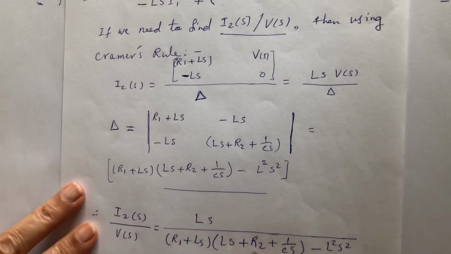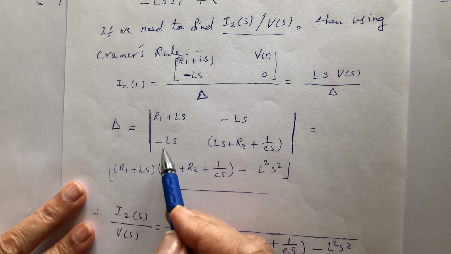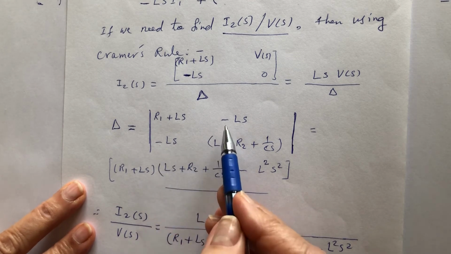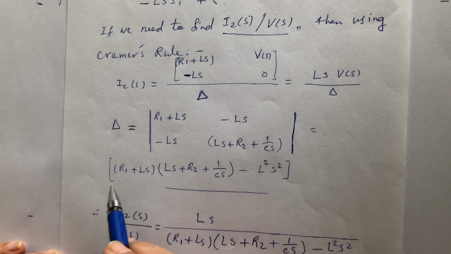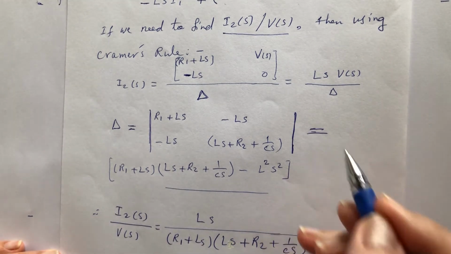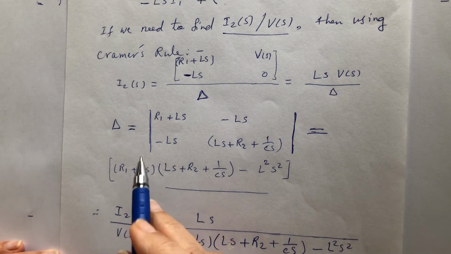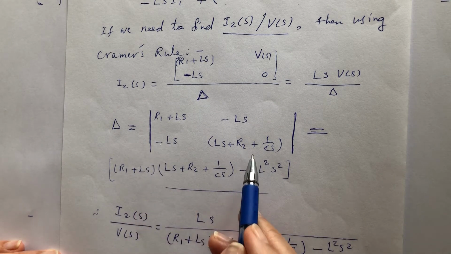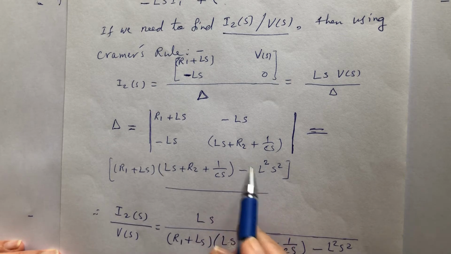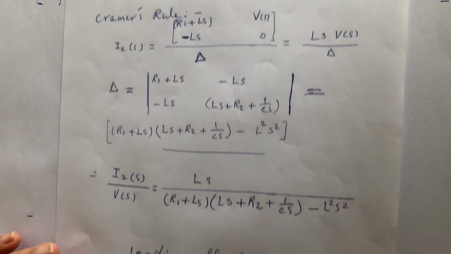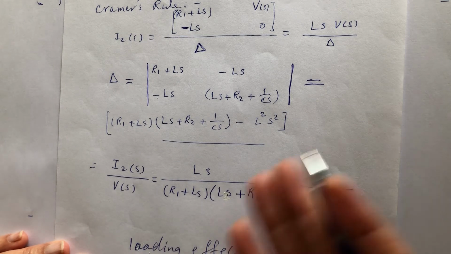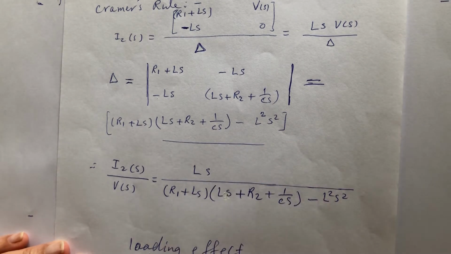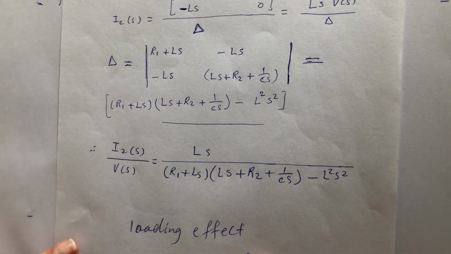What's delta? It's equal to this times this, minus LS square, and this minus by minus is plus, and we have a minus, so it will be minus LS square. So the delta will be R1 plus LS times this, minus L square S square. So I2 over V of S equals LS over this denominator. I didn't simplify it, but I think you can manage that.